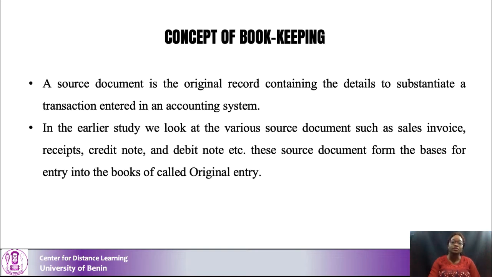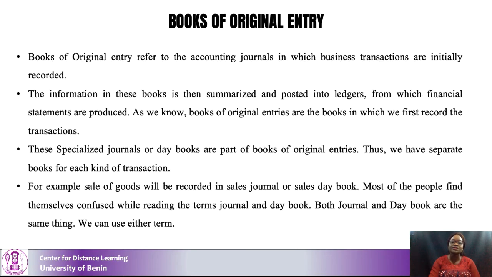Concept of bookkeeping. First, we would like to look at a source document. A source document is the original record containing the details to substantiate a transaction entered in an accounting system. A source document can be a receipt, an invoice, or a debit note. These source documents form the basis for entry into the books called original entry. By way of recapping, source documents are documents that provide evidence for every transaction that is recorded in the accounting system.